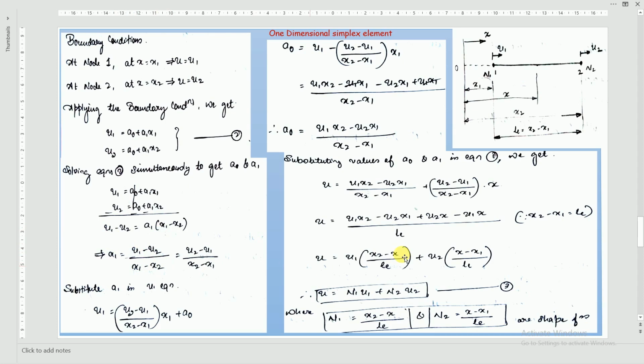Since we know the length of the element, which is given as x2 minus x1, we'll write the denominator as x2 minus x1. We have to take minus common. If you take minus common both in the numerator and denominator, this will become u2 minus u1, and this will become x2 minus x1, and that is the value written here. At the end of the equation we'll write this x2 minus x1 as LE, which is nothing but the length of the element. Got it till here now?